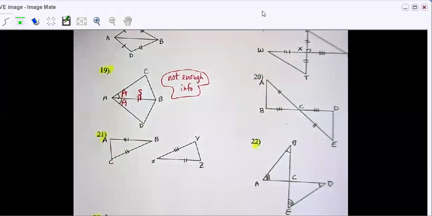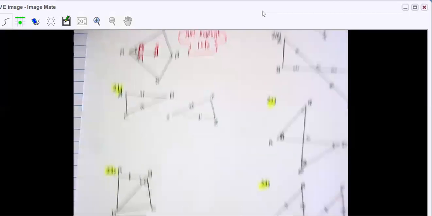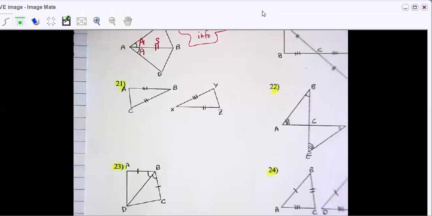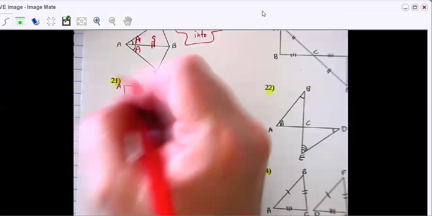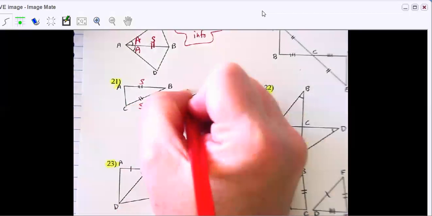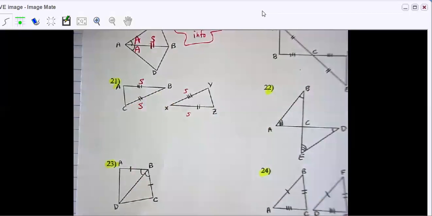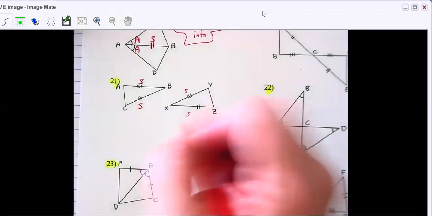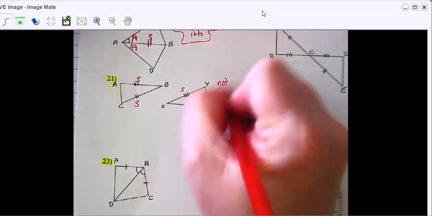Let's look at 21. So labeling, I've got a side, a side, a side, and a side. Well, that only gives me 2 pieces of information, and there's no shared side, and there's no vertical angles. So there's only 2 pieces of information, and that's not enough. So we'd write not enough information.